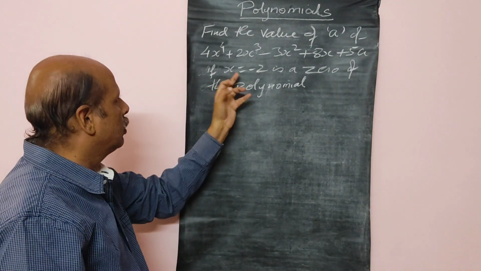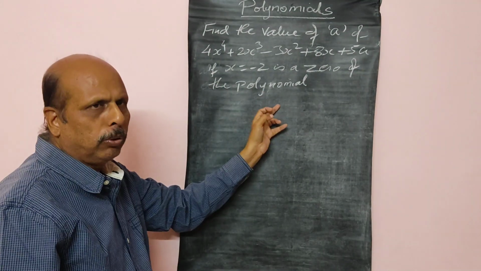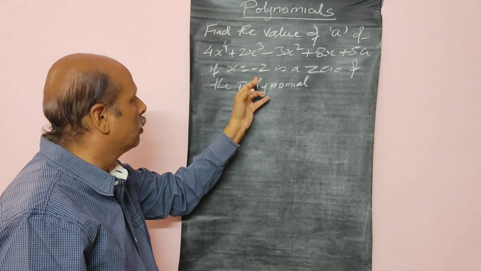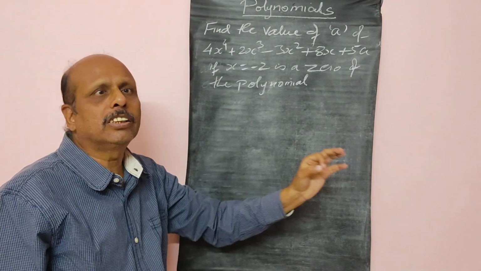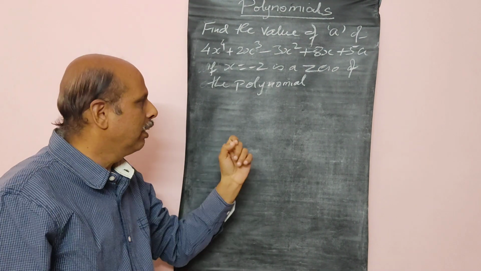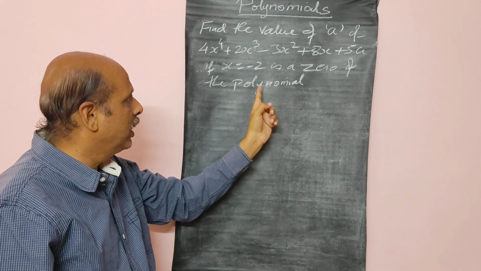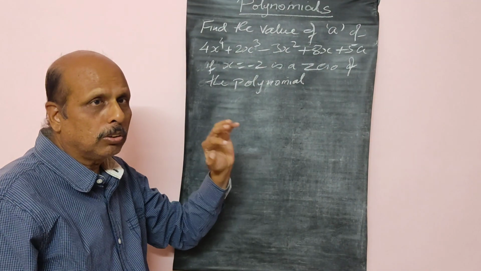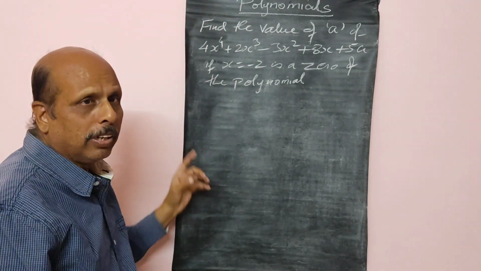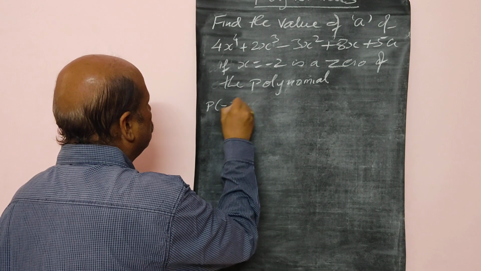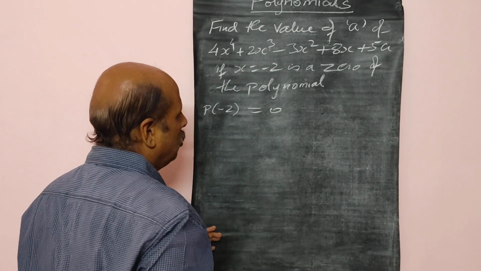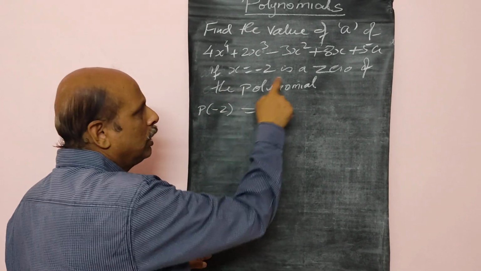So if x is equal to minus 2 is a 0 of the polynomial, it means if you put x equal to minus 2 in this polynomial, you should get the answer 0. That is why it is called a 0 of the polynomial. So the question could be asked in this way also. I will just put it: P of minus 2 must be equal to 0, because it is said to be a 0 of the polynomial.